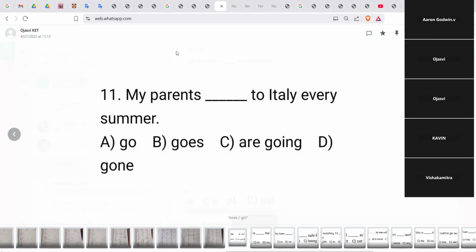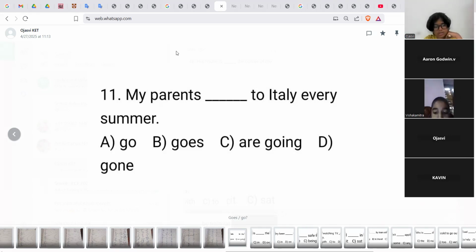Ojashvi, can you read this question? The parents dash to Italy every summer. Every summer is coming, so you have to use simple present, isn't it? My parents, singular or plural? Plural. So what do you go with, A or B or C or D? B, sir. Good. My parents, two parents, not a single parent.